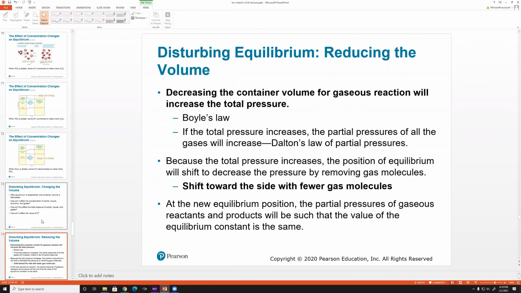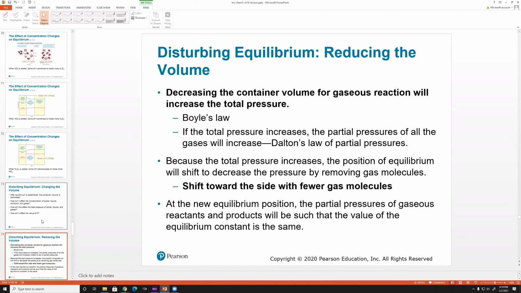So first we'll talk about reducing the volume. And think about it this way. Ideal gases have reactants and products. The moles of the reactants total, meaning the addition of the coefficients, might be larger or smaller. There might be a change in moles going from reactants to products. If there is, that means as the reaction proceeds, let's say towards the products, the pressure changes. It can go higher or it can go lower.